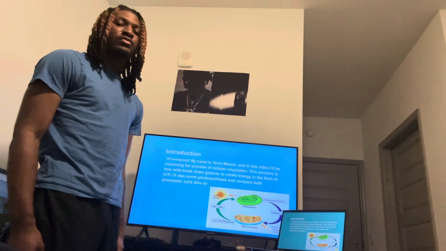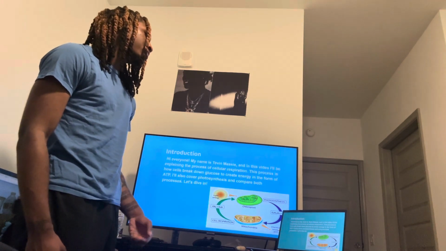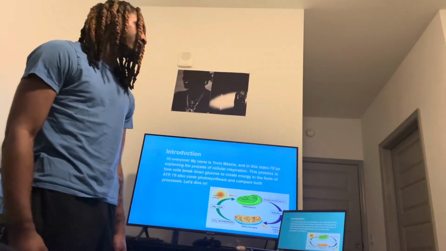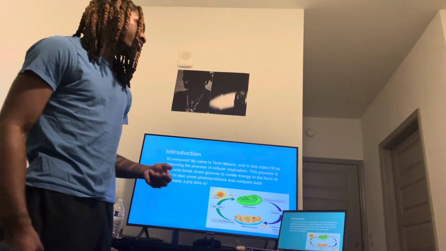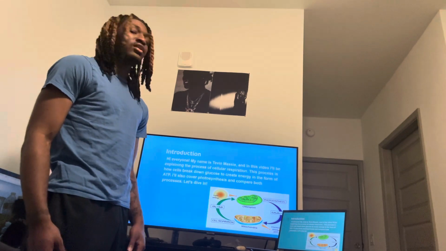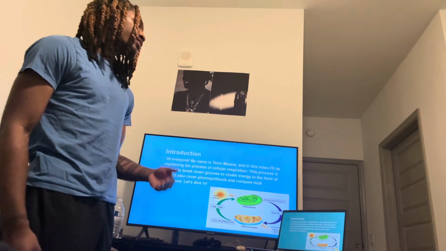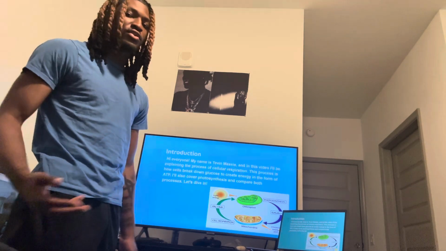Just to introduce myself, my name is Tevin Massey, and I'll be explaining the process of cellular respiration. Basically, this process is how cells break down glucose to create energy in the form of ATP. Then I'll also cover photosynthesis and compare both of the processes together. Let's go ahead and dive in.